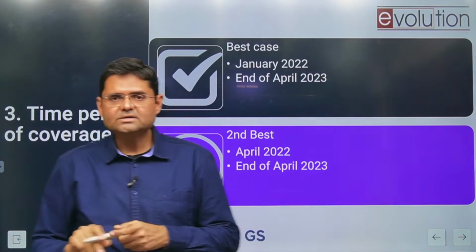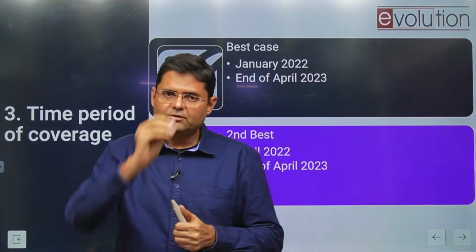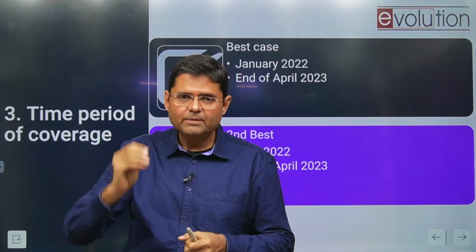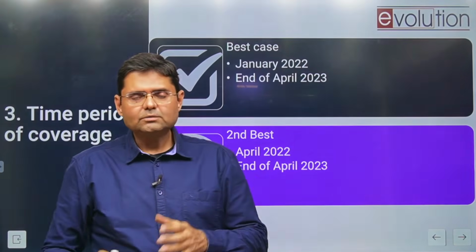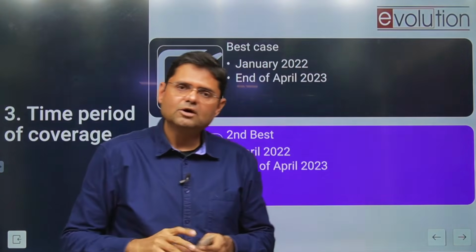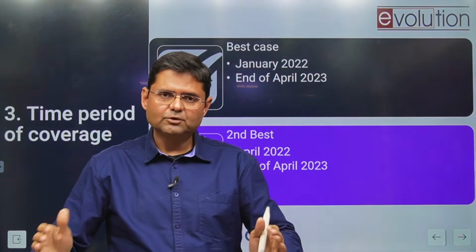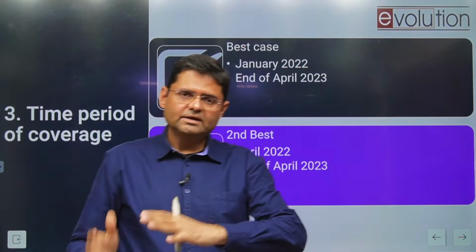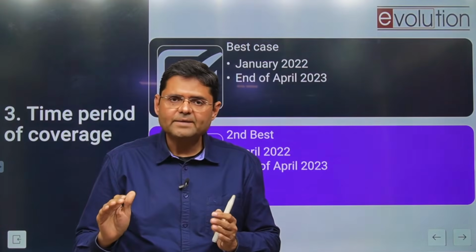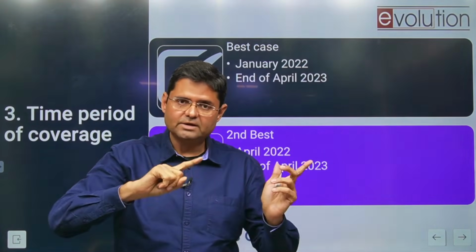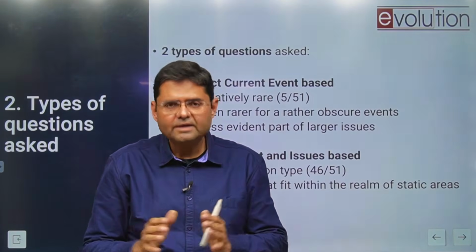So the best scenario is you start from January of 2022 and you continue your coverage until the last day of April of 2023. Okay, so it expands the horizon to approximately 16 months. Okay, but that is the best case scenario. Couple of questions from last year, then questions which were asked in 2021, I can clearly correlate that they happened in January and February of the last year. That makes me say that if you start it from January of last year, this is really the best thing.